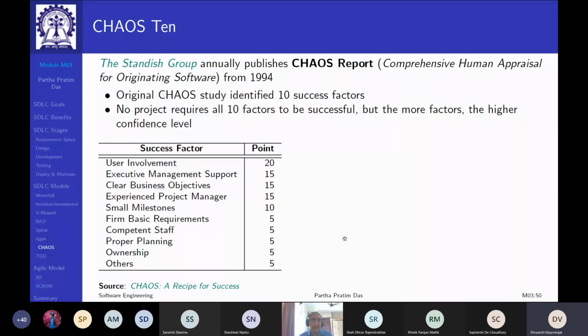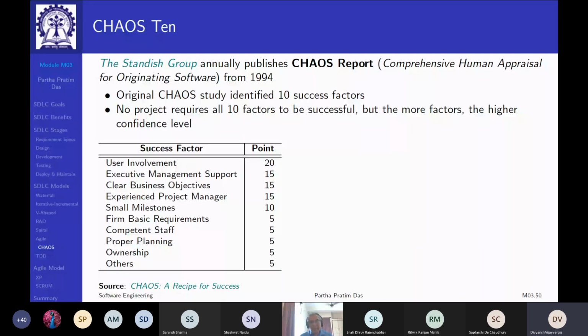What it says is that the success of a project is dependent, but not only significantly dependent, on your technical skills. You may be very well skilled, you may be very competent, but if these higher order factors are missing, the project will not succeed. Obviously no project requires all these 10 factors to be successful. Something here, something there puts it off or fails it. But with more factors satisfied, you certainly have higher confidence.